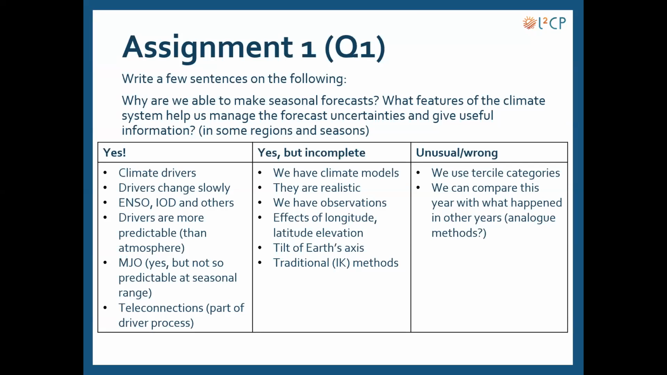Some mention the tercile categories, coming to the third column. In a sense, the very broad description in tercile categories encapsulates the precision that we have. And so that is not a wrong answer, perhaps an unusual answer. And there is also one where we can manage the uncertainties because we can compare this year with what happened in other similar years. So this is getting to the analog forecasting method. And I don't really think that is managing the uncertainty, personally. So that's a response I wouldn't really have thought was quite right.